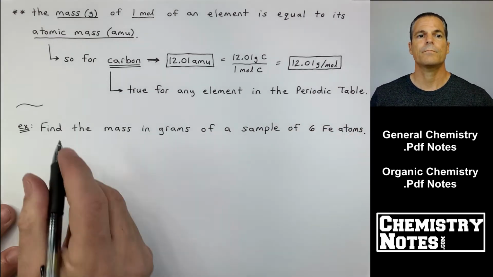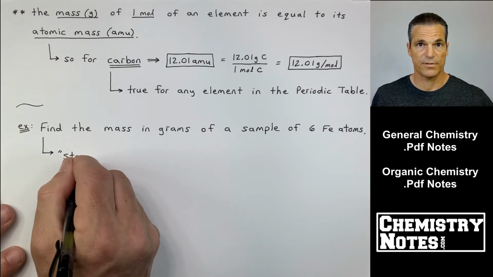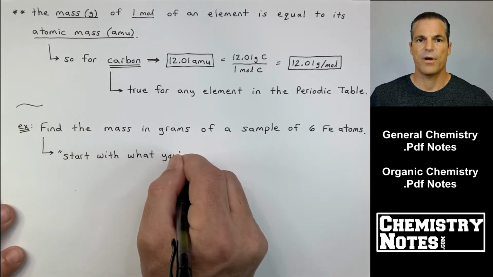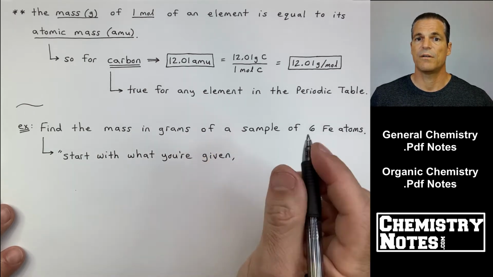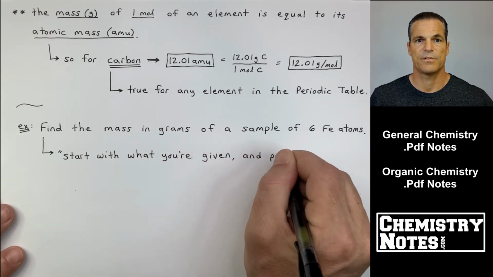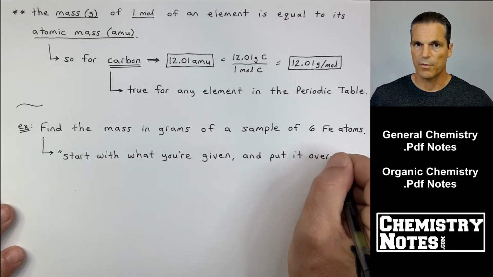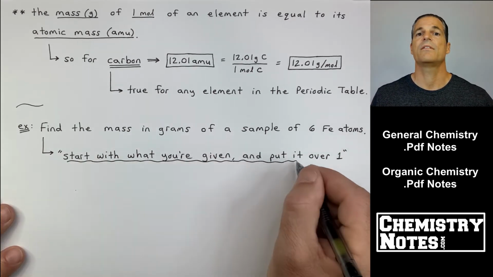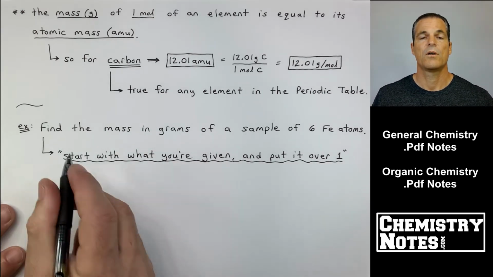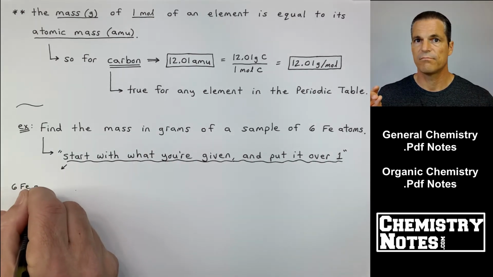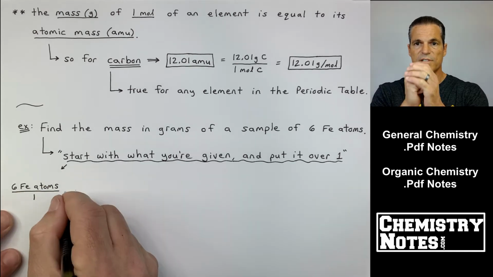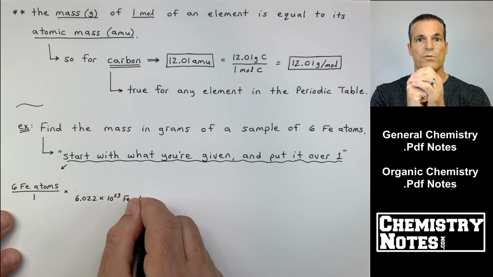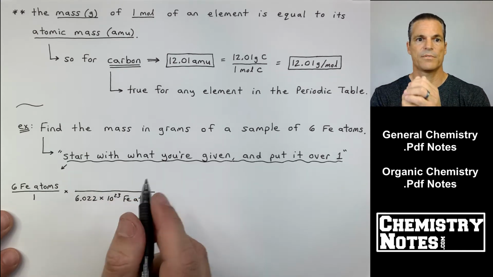Okay? Here's our first of 4 examples to round off this video. Example: find the mass in grams of a sample of 6 iron atoms. Well, start with what you're given and put it over 1. When in doubt, start with what you're given and put it over 1. Also, when you're in doubt, go to moles. Moles is kind of the epicenter. From moles, you can go to grams. From moles, you can go to molecules or atoms.